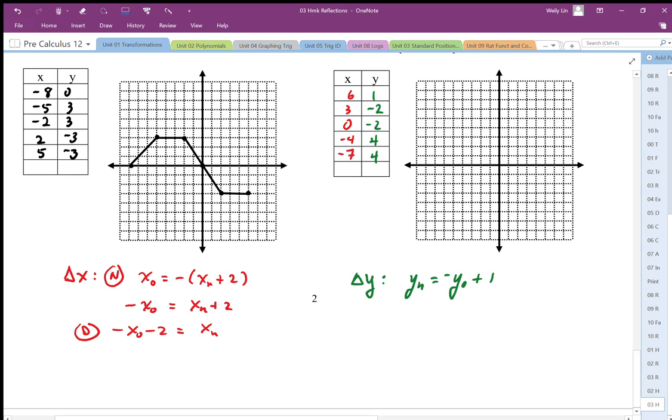I now can establish my transformed function. So I'm going to end up at 6 and 1, 3, negative 2, 0, negative 2, negative 4, positive 4 up here, negative 7, positive 4, and then this gives me my new picture. If I connect these dots, I can see that the old graph there has been flipped and shifted, and also there's some x transformations going on there as well. It's been horizontally flipped and shifted as well.